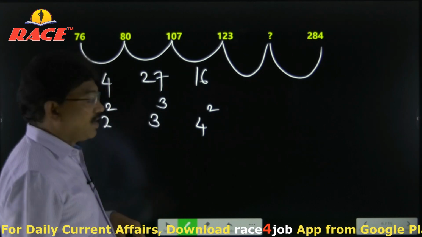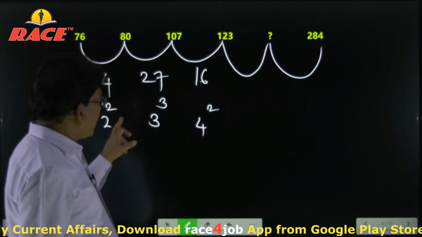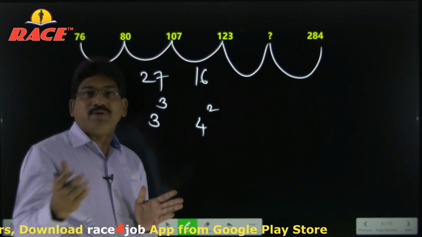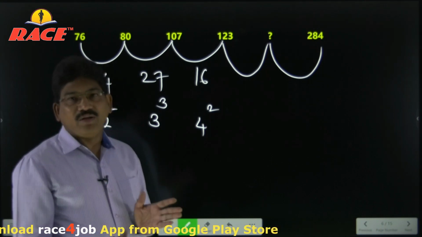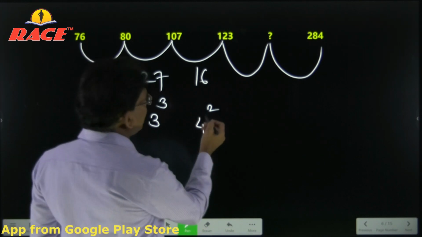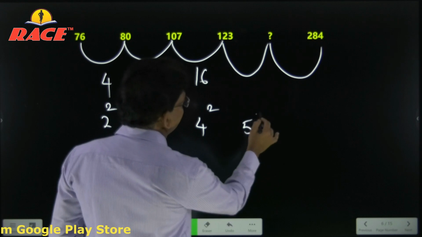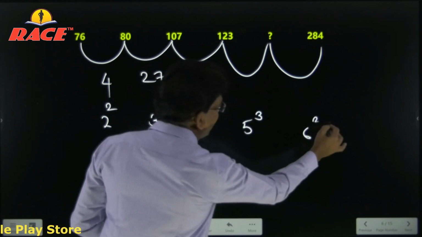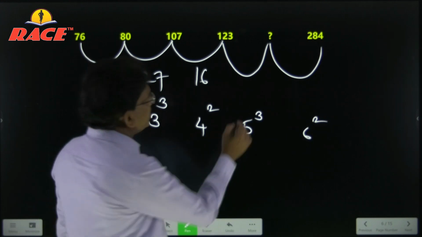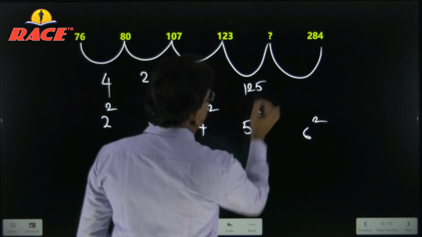Square, cube. 2 square, 3 cube, 4 square. So one square, one cube, for consecutive numbers. 2 square, 3 cube, 4 square. The next one should be 5 cube, and the next one should be 6 square. One square, one cube for consecutive numbers. 5 cube means 125. See whether it is following.